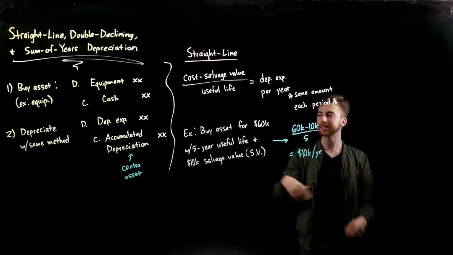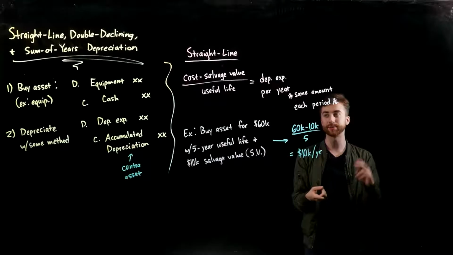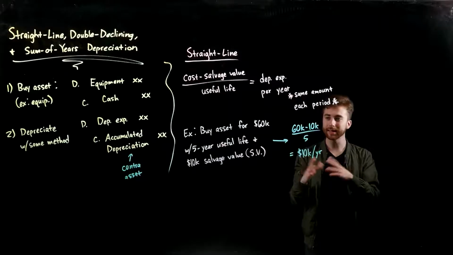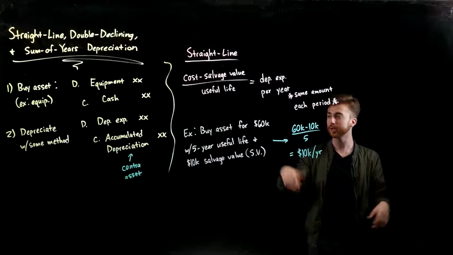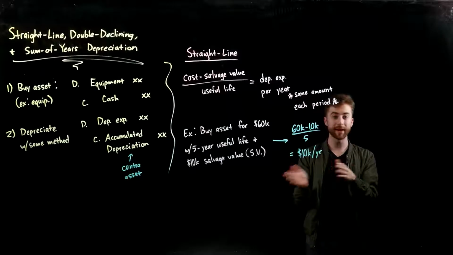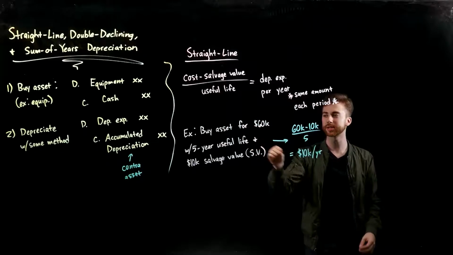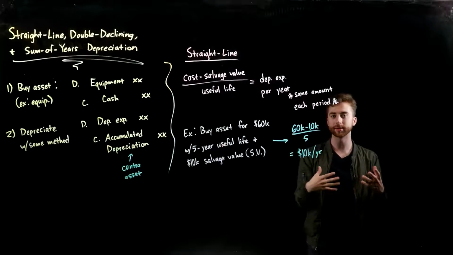So what you do next is that you depreciate it using some method. What we're going over are three different methods: straight line, double declining, and sum of years depreciation. But in the end, you're going to end up depreciating the same amount no matter which method you use. Depending on the method you use, you're going to debit your depreciation expense by whatever amount it is given that method, and credit your accumulated depreciation.